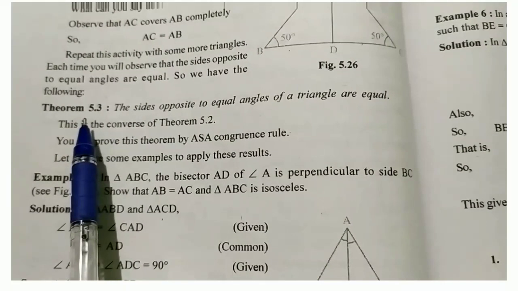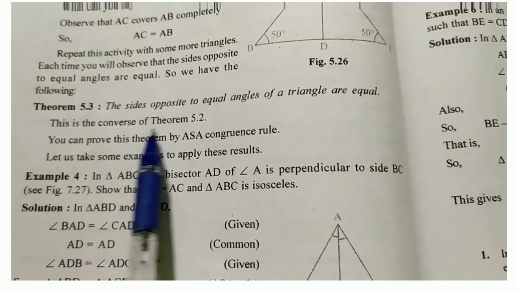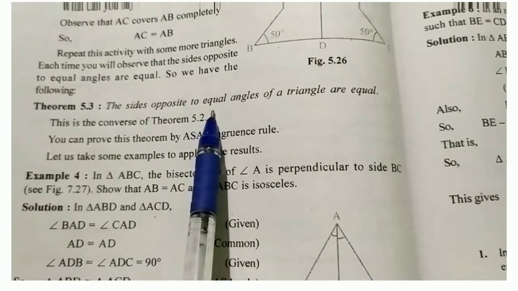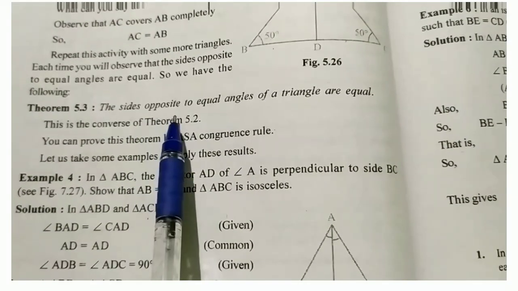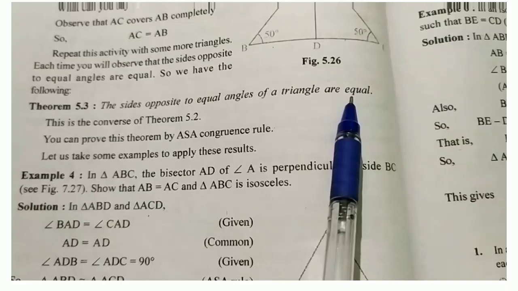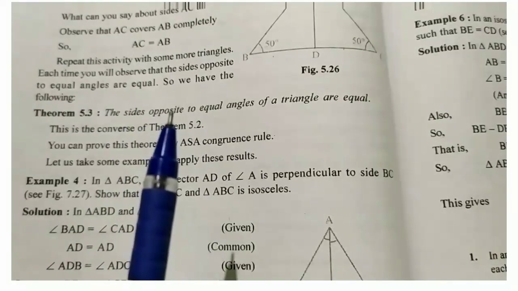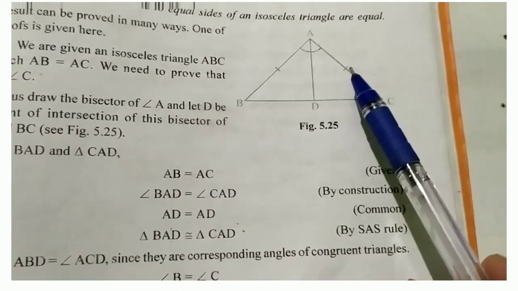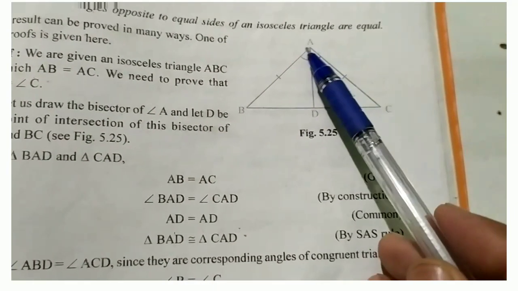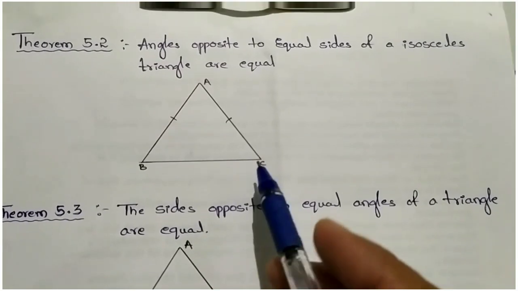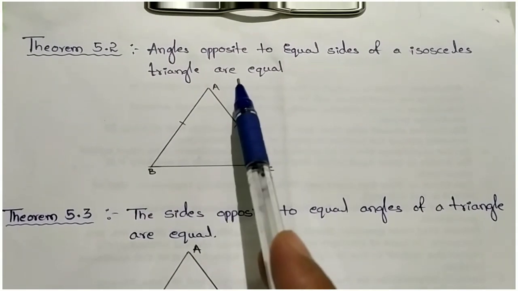Now theorem 5.3 is the opposite of the earlier theorem, meaning the converse of theorem 5.2. The sides opposite to equal angles of a triangle are equal. Understood? So again go back to the figure. Opposite sides of equal angles. If B equal to C, then AC equal to AB, in reverse order. Here again I am repeating the theorems. Angles opposite to equal sides of an isosceles triangle are equal.